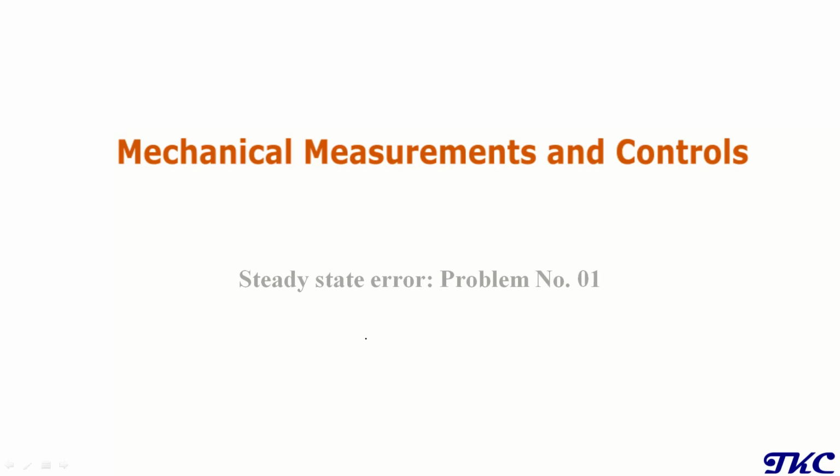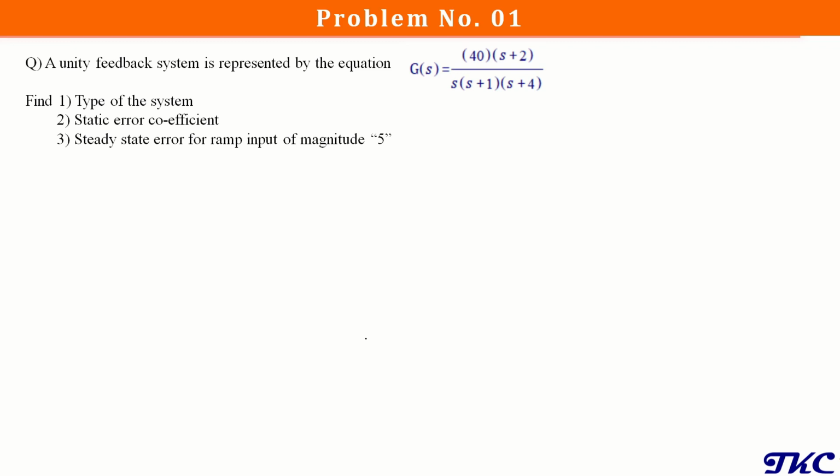In this lecture, we are going to solve a problem on steady state error. The problem that we are going to solve here is having a unity feedback system which is represented by this G(s), and in the question it is asked to determine the type of system, and after that the static error coefficients we have to determine, and at the end we need to determine the steady state error for a ramp input of magnitude 5.